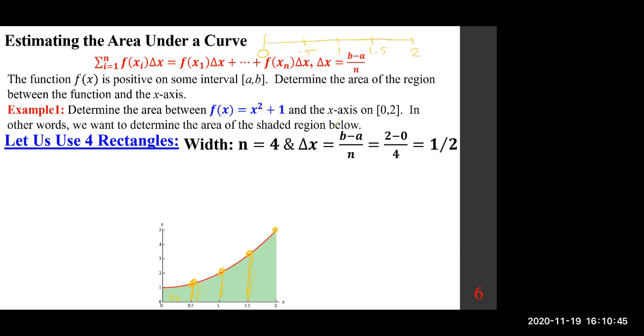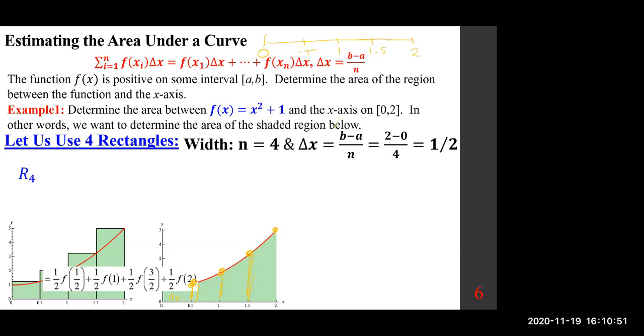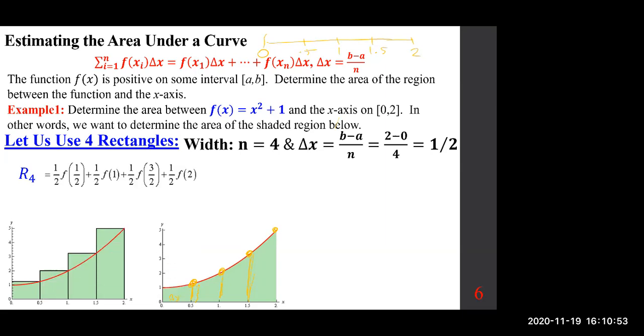So take a look at what happens if we do the drawing in this manner. And R sub 4 is this. I want to make sure that everybody's clear as to how we arrive at it. So we are looking at the right endpoint. So this is the first height, this is the second height, third, and the fourth one.